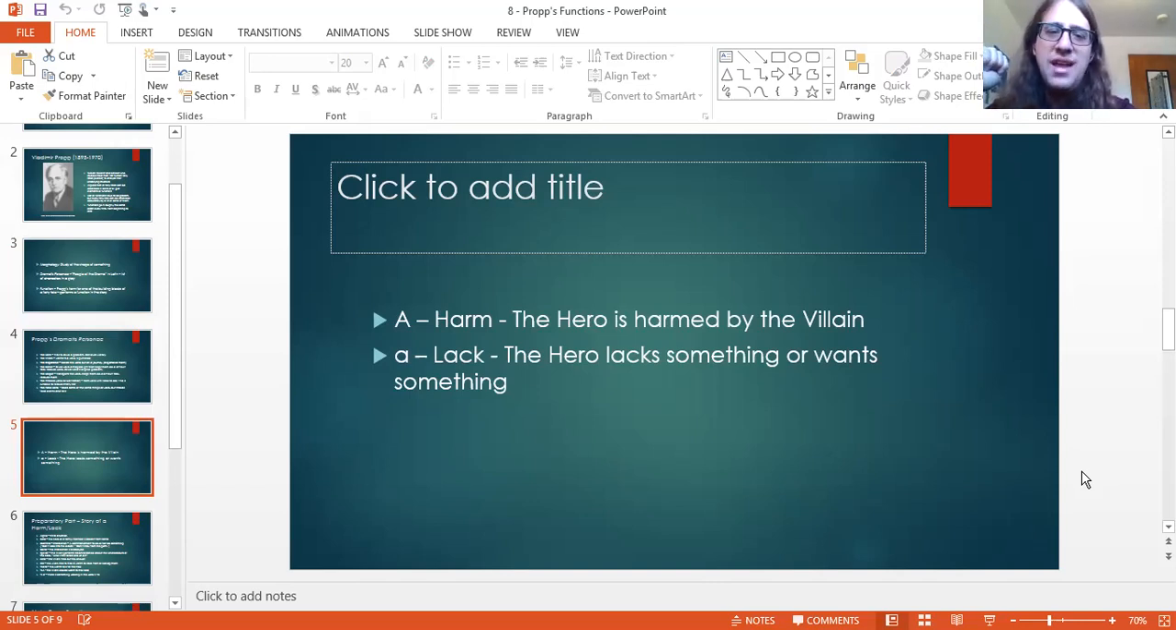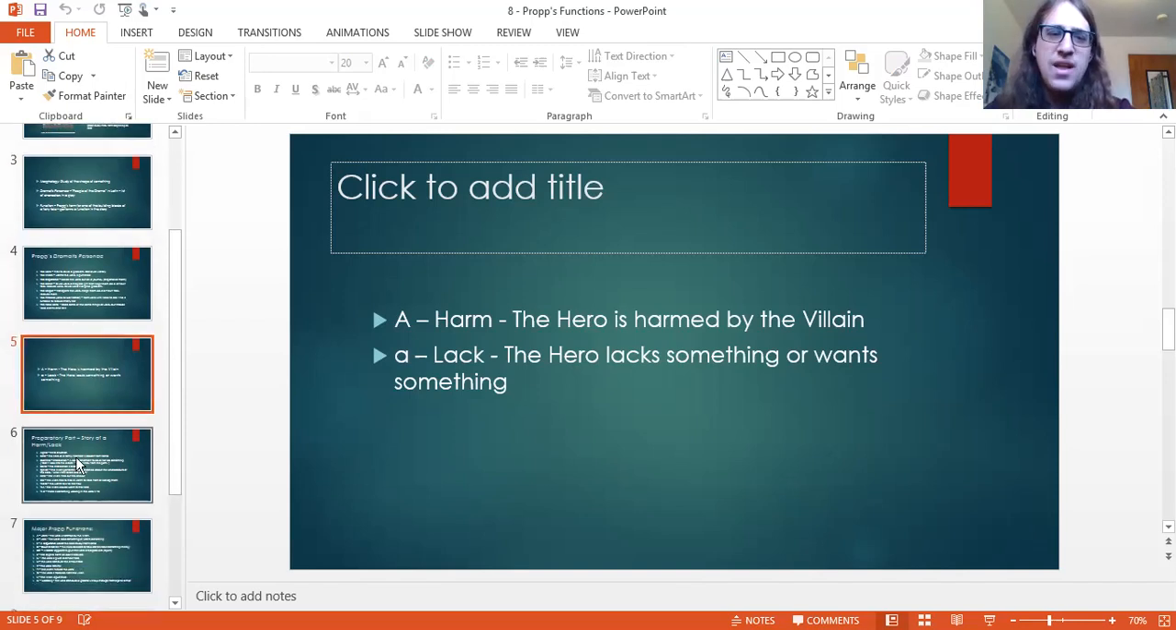When the villain is involved, then it's a harm. But if there's no villain, then it's a lack. The hero lacks something or wants something. In either case, this is going to be what sends the hero out on their journey to go off and to encounter the world. So this is basically the motivating factor for the story. So that's step number three, is to identify the harm or the lack. So you could write big A or little a next to it, depending on what you found there. And what is the problem that's being solved?